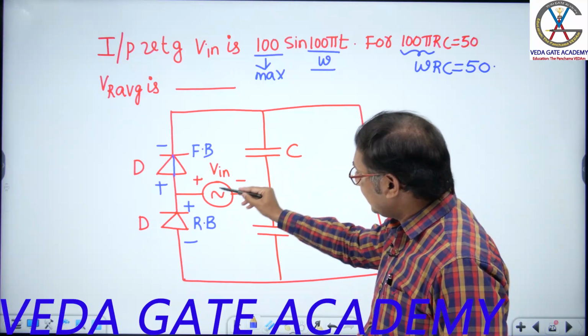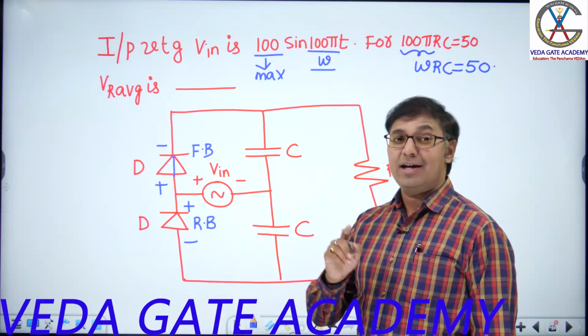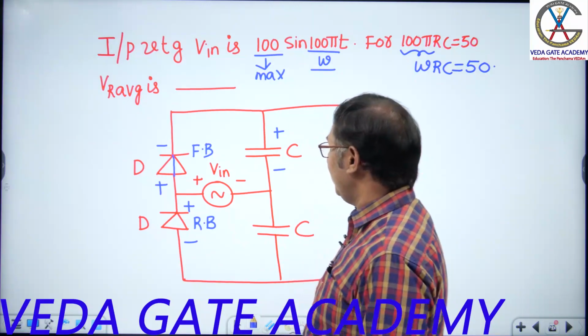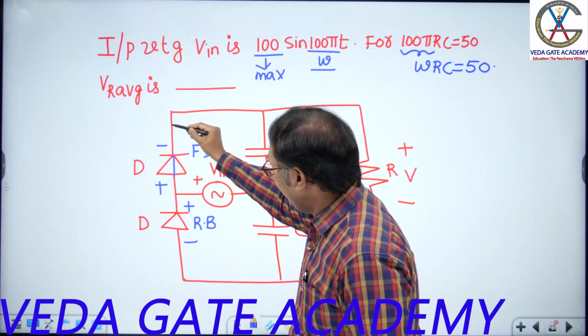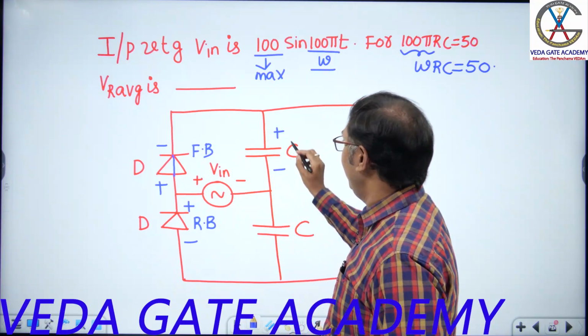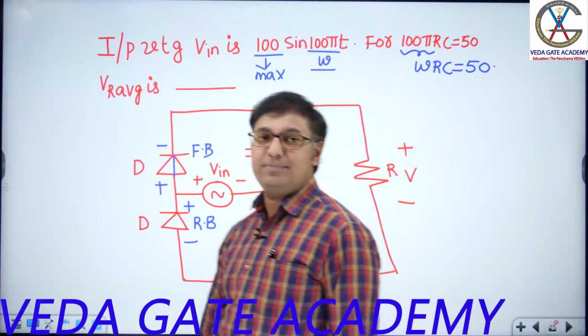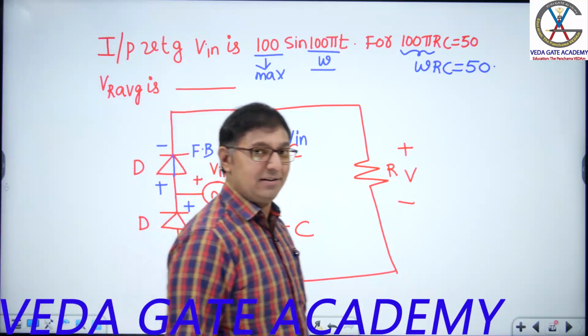Now this diode is completely forward biased. How is this capacitor connected to this voltage source? In parallel. Let us calculate what is this voltage. Put plus here, minus here. Starting from positive going to negative: 0 here, Vin here. This means the capacitor charges to a voltage of Vin in the positive half cycle.